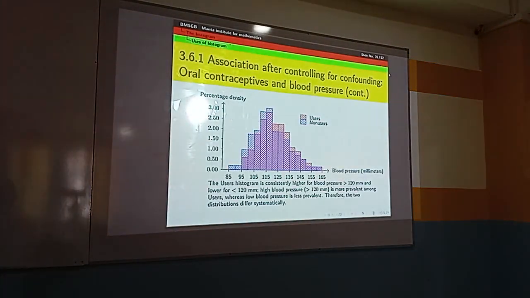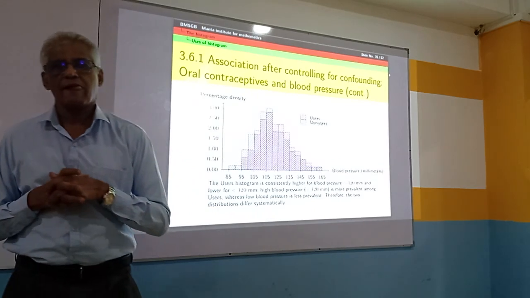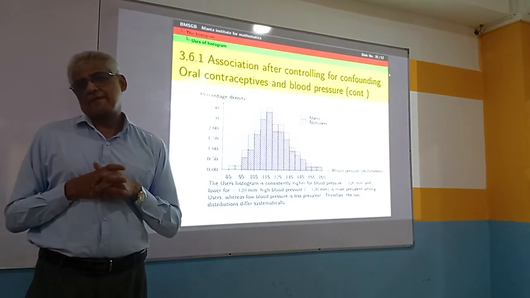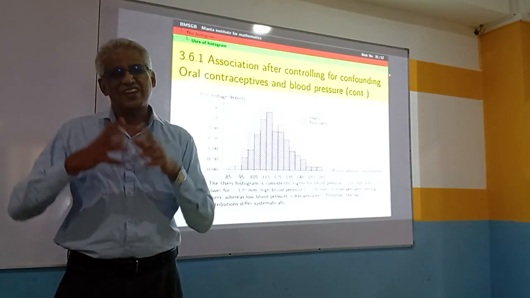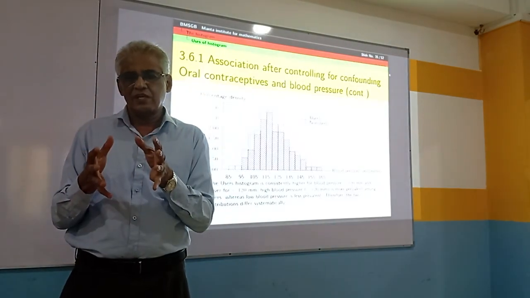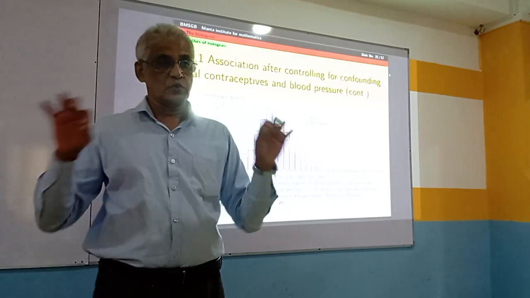So if you were to check whether there is a real association or not, what do you have to do now? Make the groups as similar as possible. Yeah, now you have to somehow stratify by age, right? Look at the people with the same age in these two groups.